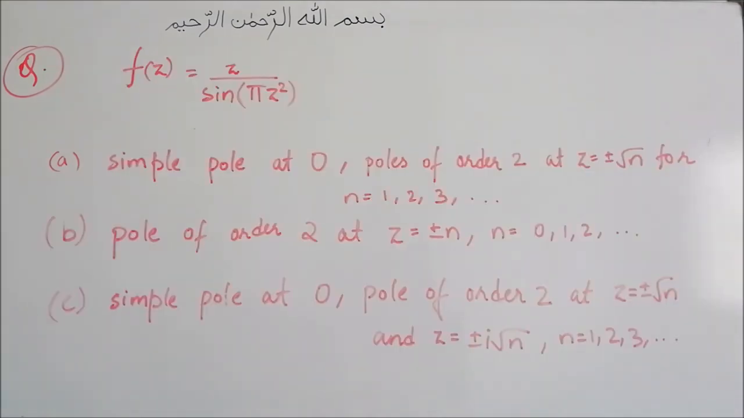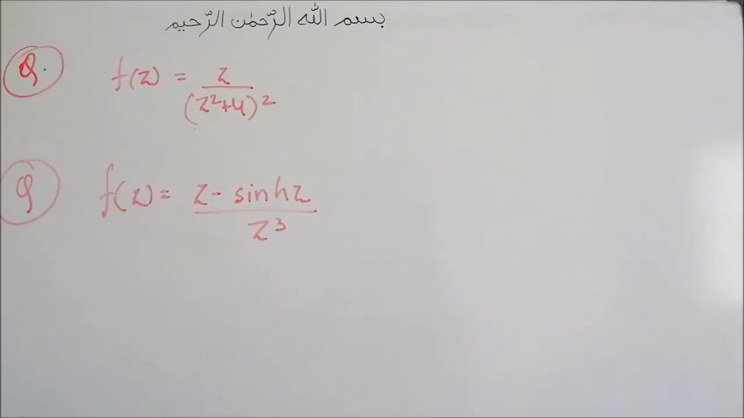The second problem is, for the function f of z which is given as z upon sine pi z squared, we have to find which of the three options is correct. For the next two problems, you have to find the nature of singularity for the functions z upon (z squared plus 4) the whole squared, and (z minus sinh z) upon z cube.